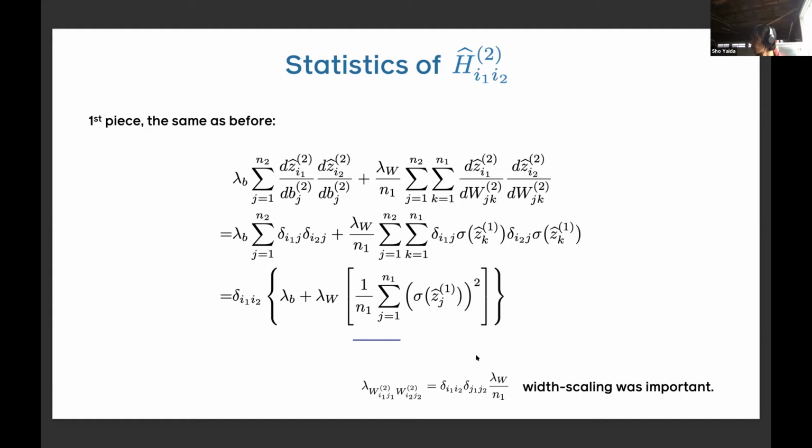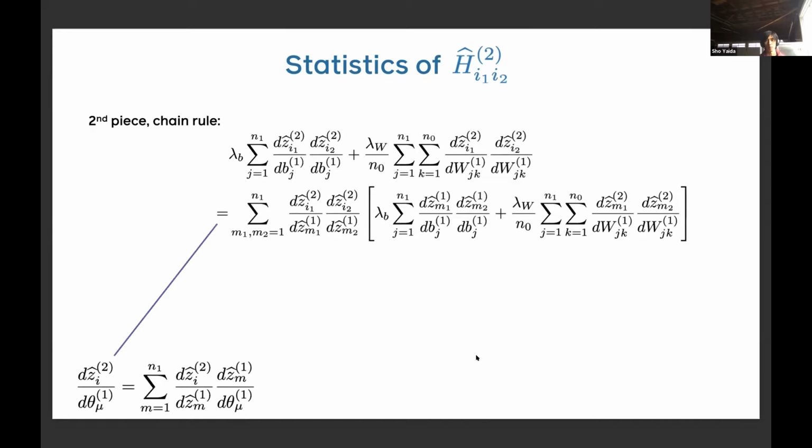Okay. Now let's move on to the second piece. So this is just copying and pasting the second piece. And now what you can do is use the chain rule, and you can express the derivative of the second pre-activation with respect to the first layer model parameter in terms of the first layer pre-activation in the middle. And this is all I did in this first step.